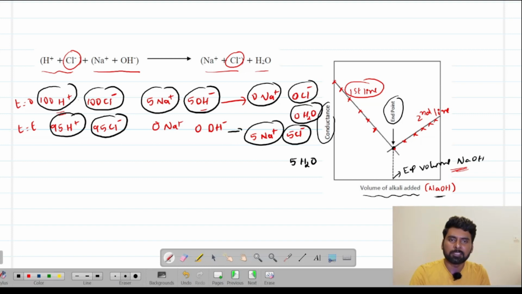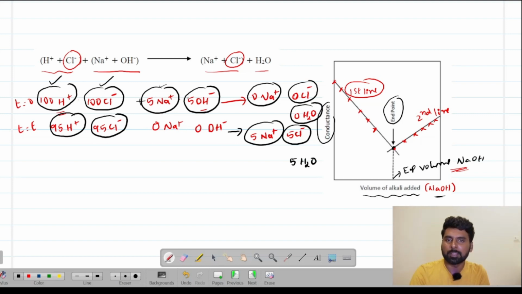So this is the thing that is happening during the titration. But when you see the number of ions during the course of the entire strong acid strong base titration, are they really changing? No, not at all. See, at time t equal to 0, there are 100 H plus, 100 Cl minus ions. You added just these two ions before adding anything.